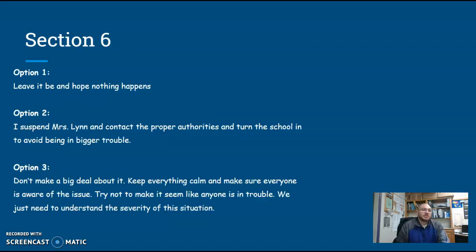Okay, so as far as different options, option one was kind of the leave it alone, see what happens type thing. So leave it be and hope nothing happens. Hope that Mrs. Lynn does the right thing and stops doing this, or let them distribute it and hope that you don't get in trouble. Kind of a risky thing to do.